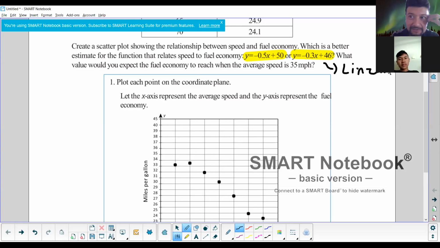Why they're linear? Because they have an x and y value. Yeah, they have an x and y, but so do quadratics. Quadratics have an x and y, and exponentials and everything else. Oh, because it has no exponentials. It just has a slope, and that's all. Yeah, it has a y-intercept.